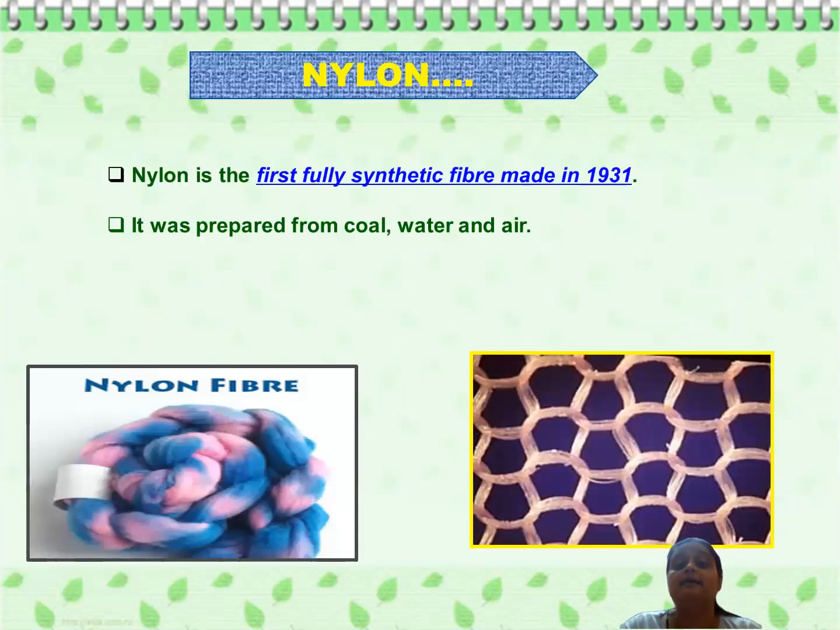Nylon. Nylon is what? That is another fully synthetic fiber. The first one is not fully synthetic. Why? Because wood pulp is required to make it. So here the nylon is the first fully synthetic fiber made in 1931, and it was prepared from what? The water, air. Although water, air is also natural, but still, and the coal. But how? By using the chemical treatment.